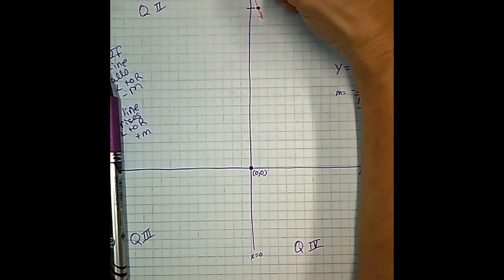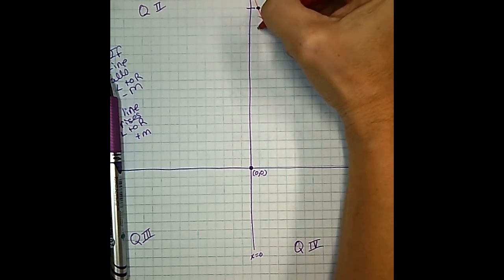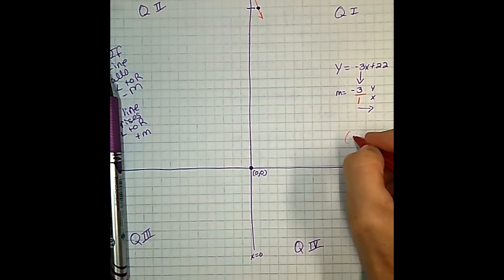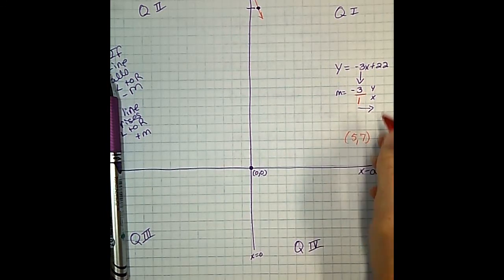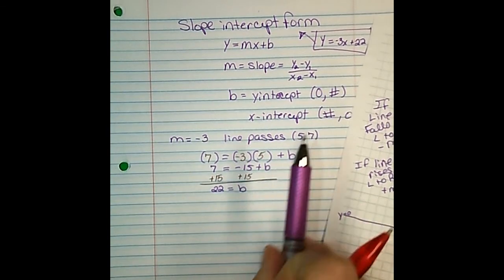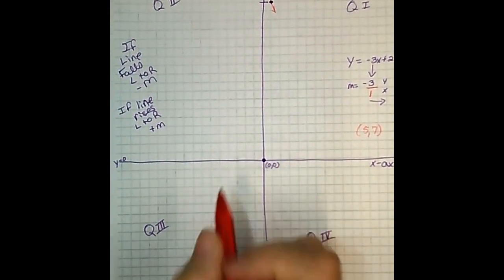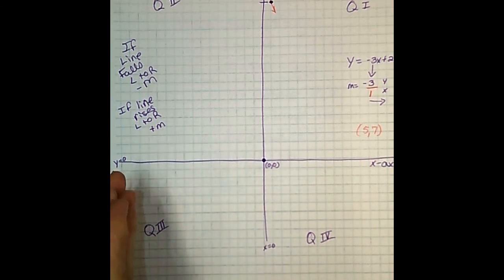But you can continuously go on. You can go down 3 more to the right. And if you notice, if you keep it up, we're going to come back to that ordered pair of (5, 7) that we started off with here. So that is solving for slope-intercept form and graphing it on the graph.